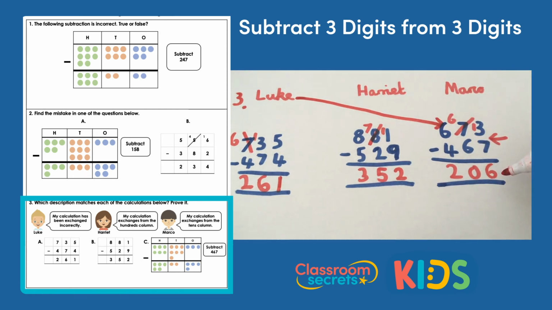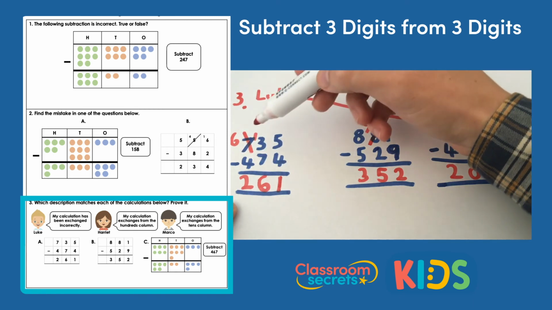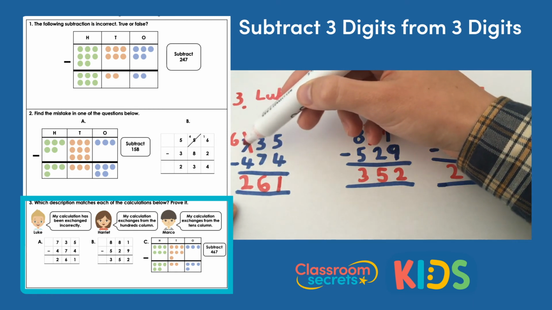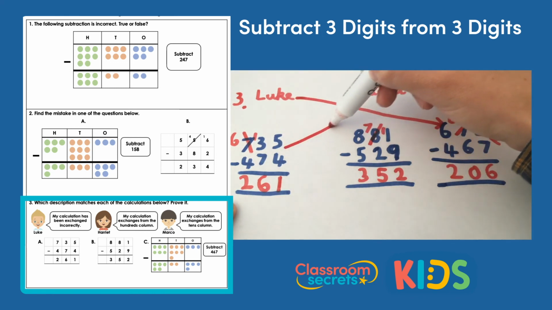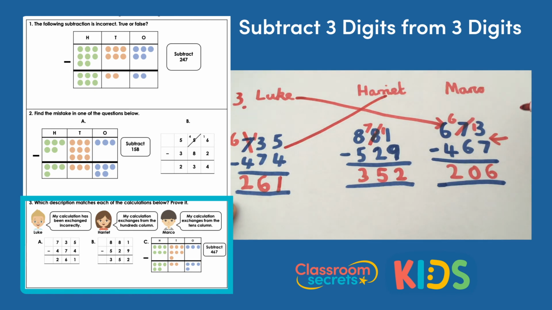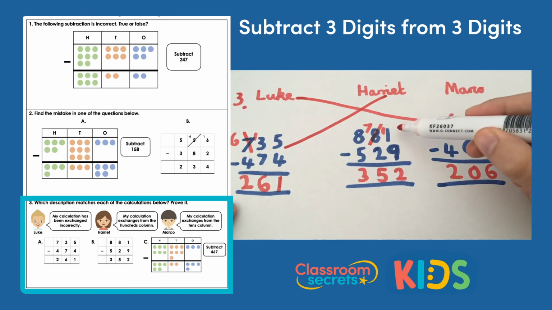Then we've got 2 left, Harriet and Marco. Let's have a look at what Harriet says. My calculation exchanges from the hundreds column. So she's got an exchange in the hundreds. Now looking at calculation A, we can see that exchange has happened in the hundreds and it's moved over into the tens. So that one must match to Harriet. A matches to Harriet, which must mean the middle one matches to Marco, but let's just check.